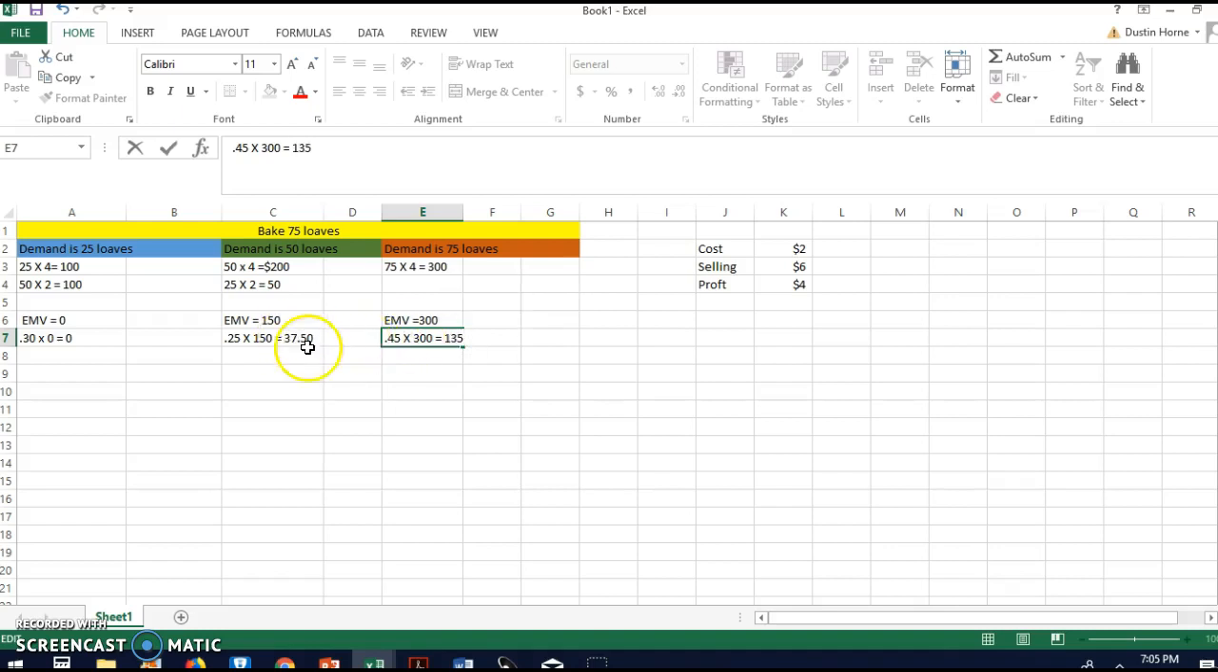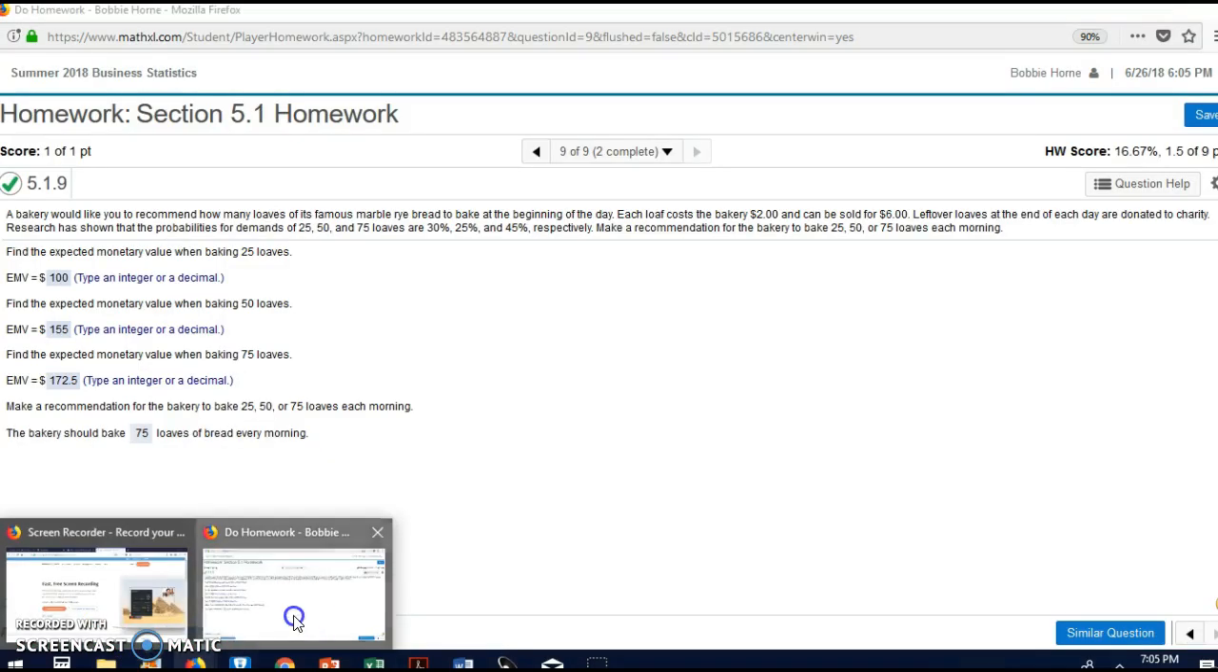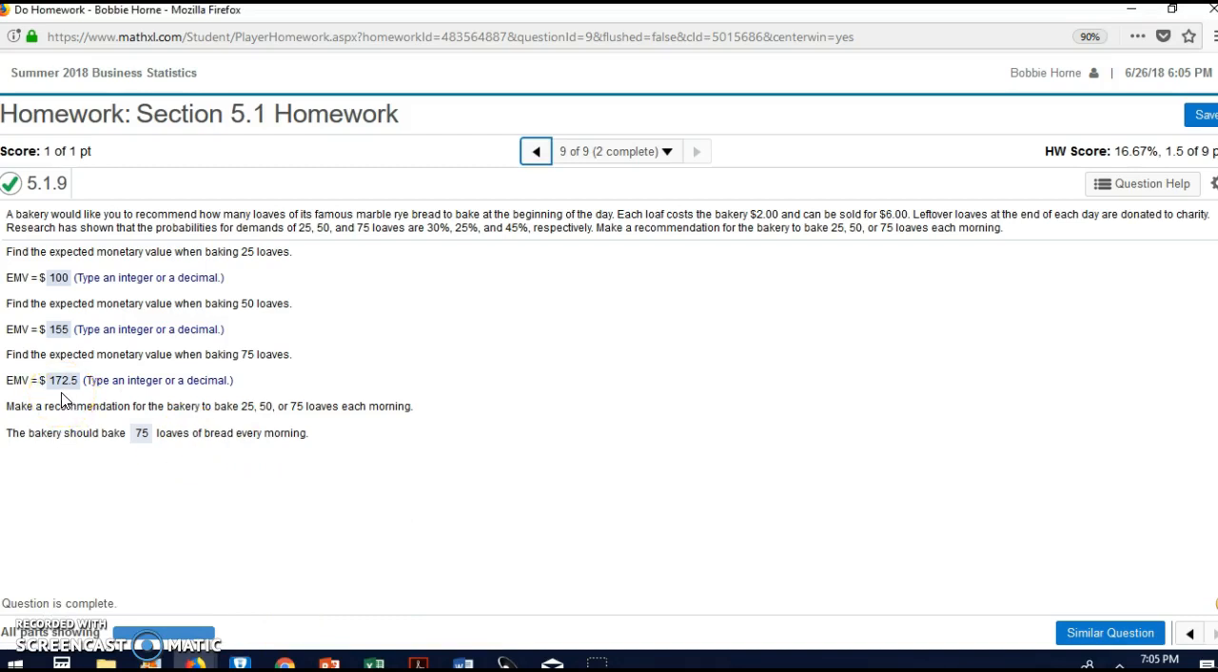So if you add all of these up, 37.50 plus 135 plus 0, I can't remember what I got, 172.50. So which one has the highest expected monetary value? This scenario here. So we would be better off to bake 75 loaves. Even if we don't sell all the 75, we will come out better if we bake the 75. So you're always looking for that higher expected monetary value.